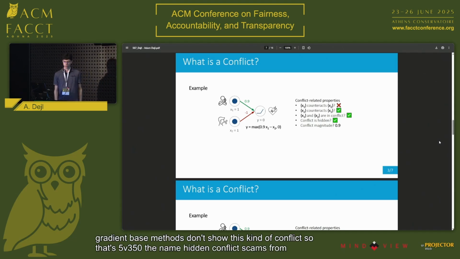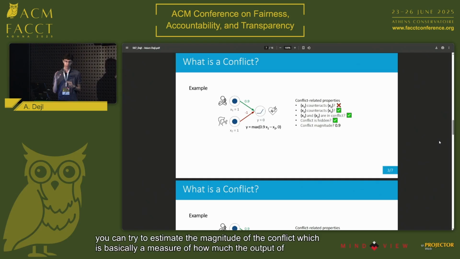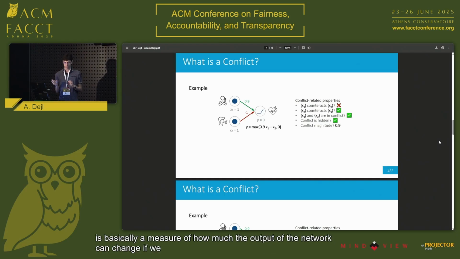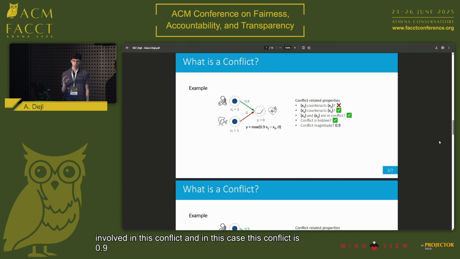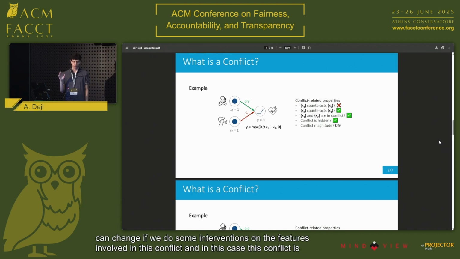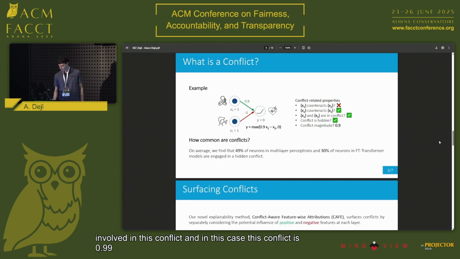And finally, we can also try to estimate the magnitude of the conflict, which is basically a measure of how much the output of the network can change if we do some interventions on the features involved in this conflict. And in this case, this conflict magnitude is 0.9, which means that the most we can alter the output of our neural network by intervening on features in this conflict is 0.9.